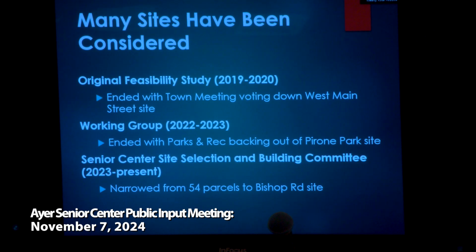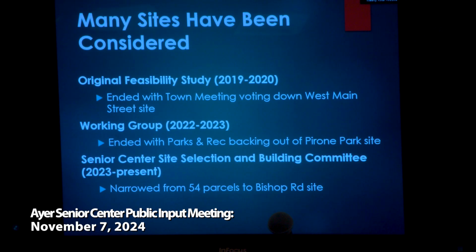Building a new senior center has been a priority in Ayer for many years. It dates all the way back to the original feasibility study in 2019 and 2020. The town engaged an architect, looked at available land, looked at some plans, and that effort unfortunately ended with town meeting voting down the West Main Street site. That was right about the time that COVID began, and understandably, people's priorities were elsewhere. So a few years later, a working group was appointed and began to look again at potential sites for the senior center. And then an opportunity to partner with Parks and Rec for a community center grew from that. And unfortunately, that effort as well ended with Parks and Rec backing out of the Peroni Park site.